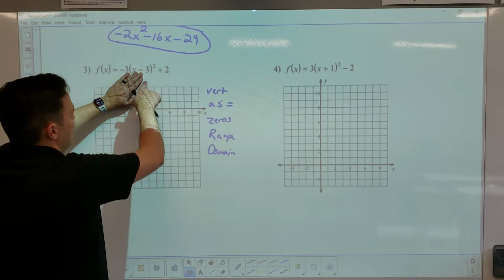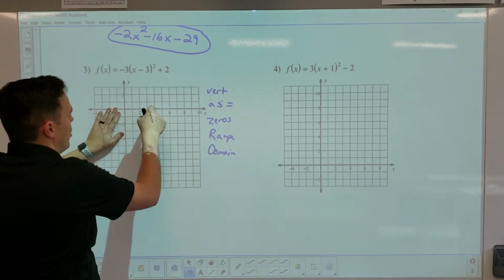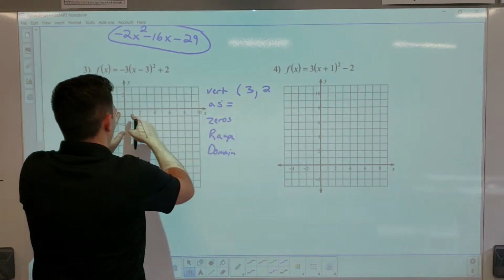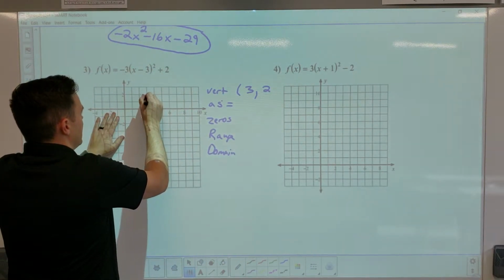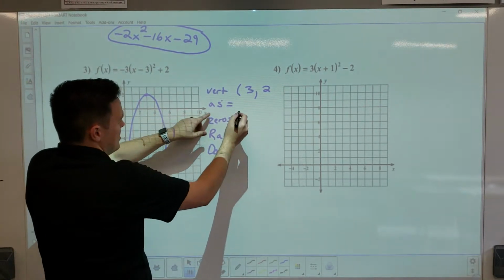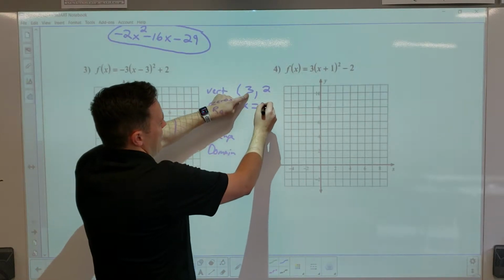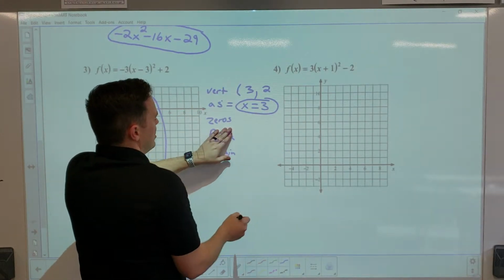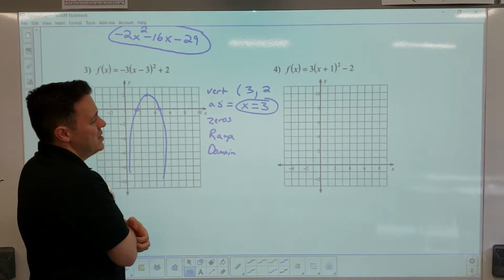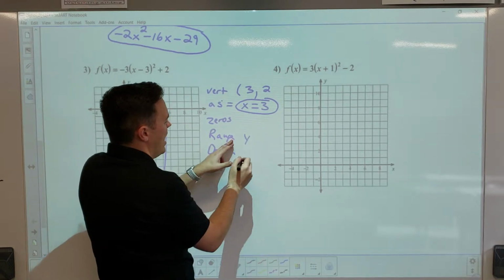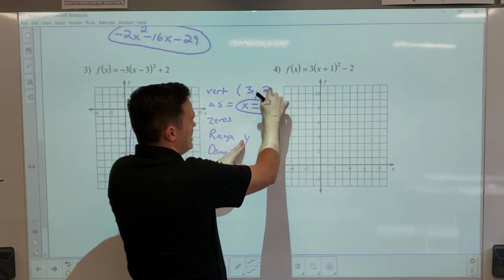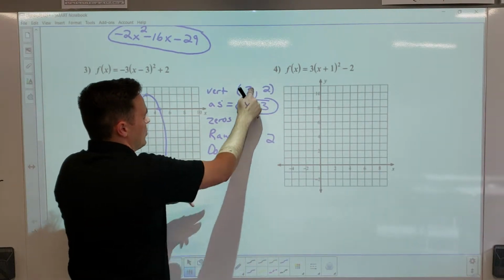My vertex is a 3, which means this is positive, so I went over 3. So I know my vertex is a 3, and it's a 2, so it's 3 over, 2 up. So here's my vertex right here, which means I'm going to be doing something like this. Once again, axis of symmetry is x equals the x value of 3. Zeros, graph it in decimals. Wherever they are, right here, I don't know, put them down. Range is always a y, and it's going to end with the 2. Okay, so we always know that the vertex point has the same, and the range is the y.